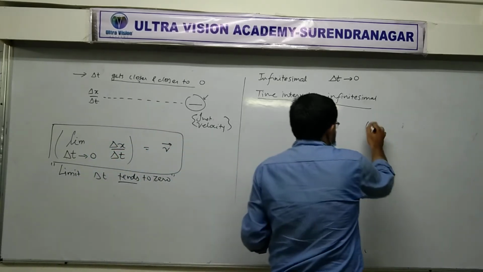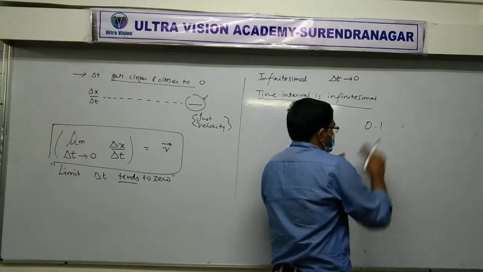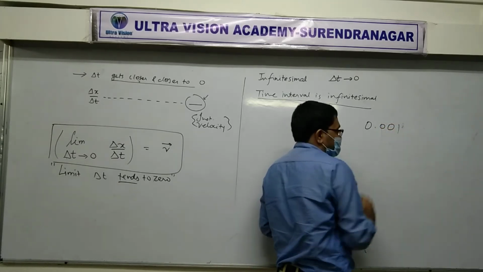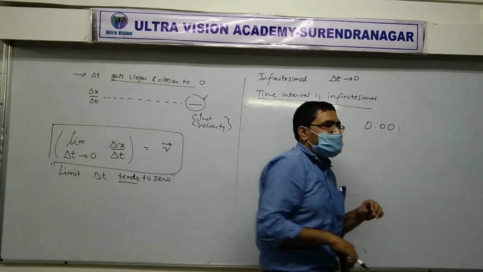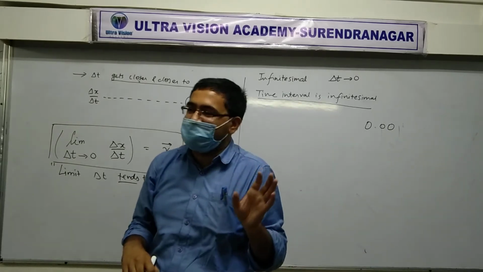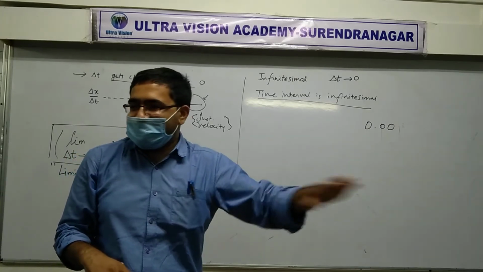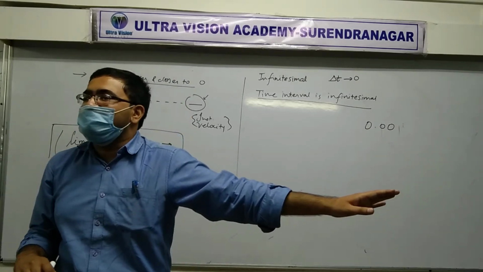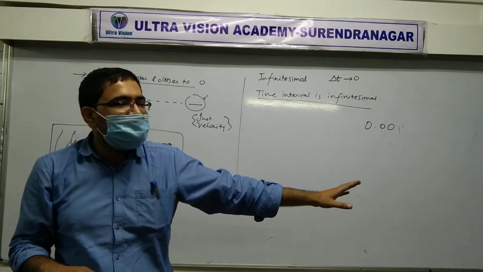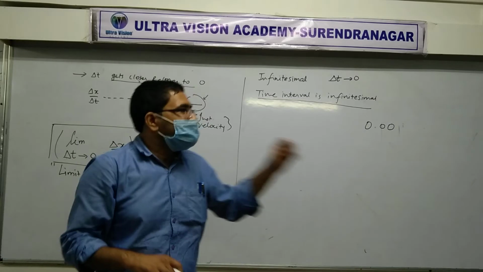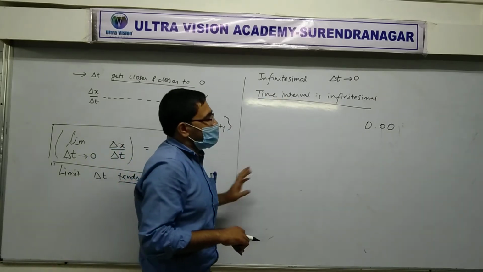Is 0.1 infinitesimal? No. Is 0.01 infinitesimal? No. Is 0.001 infinitesimal? No. How many zeros can you put before it becomes infinitesimal? There is no end to it. You can continue doing like that, only then it will become infinitesimal. Clear or not clear? So you should be able to remember this meaning.